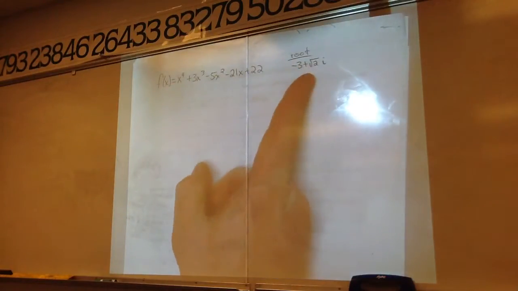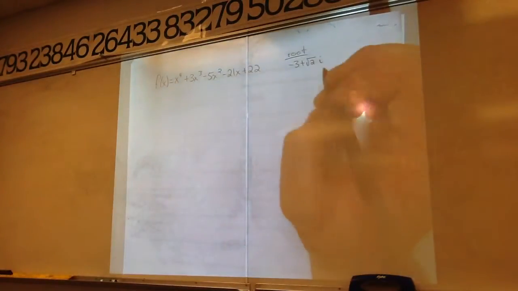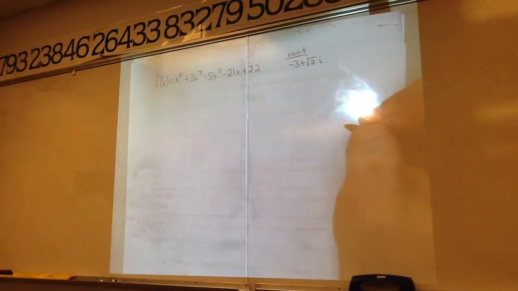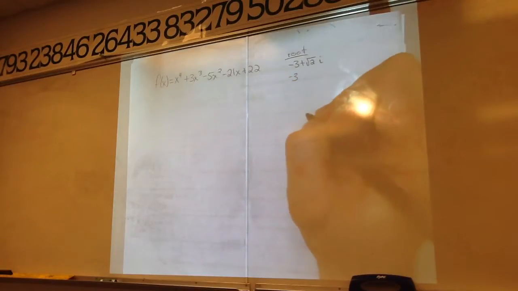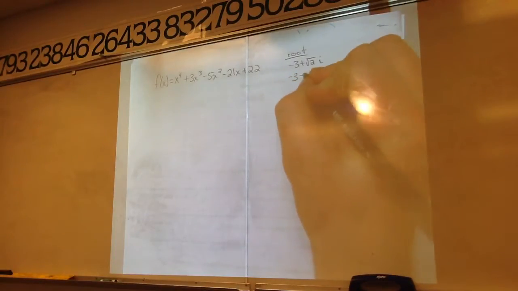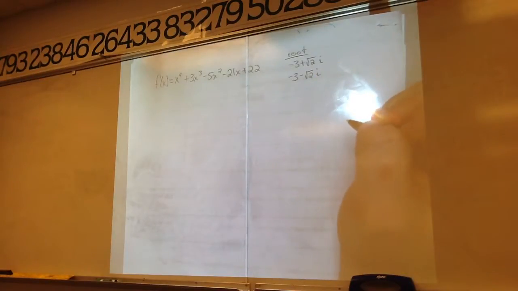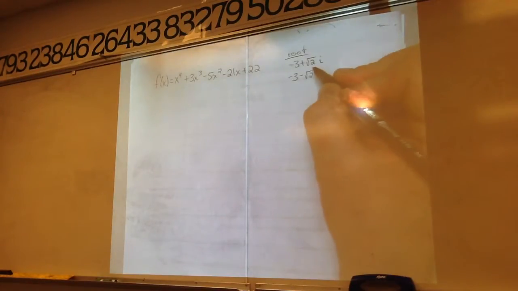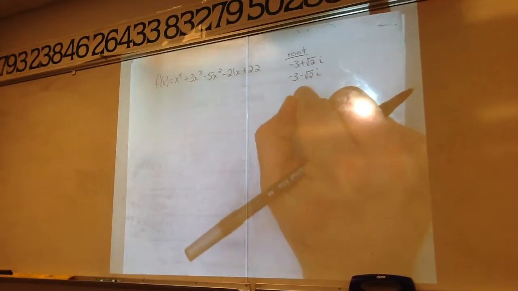I forgot how to do it. We just watched it like 5 minutes ago. If you know this one, what is the other one? Negative 3 minus the square root of 2i. No, the conjugate, the middle part changes, not the left.